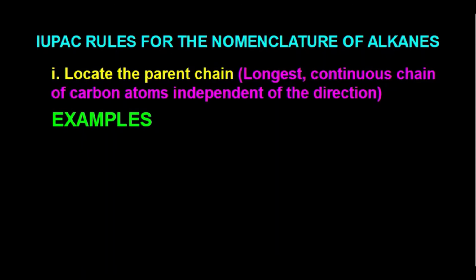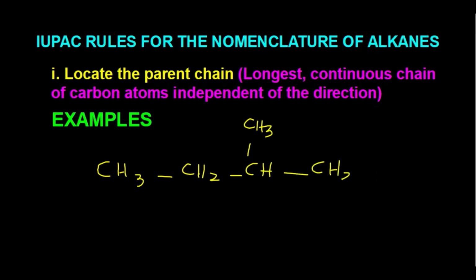If we see the example of a molecule consisting of CH3, CH2, CH, CH3, CH2, CH3. Now students, this is a molecule which is given to us, and first of all, for assigning the IUPAC name to this molecule, what should we do? First of all, we will find the parent chain.